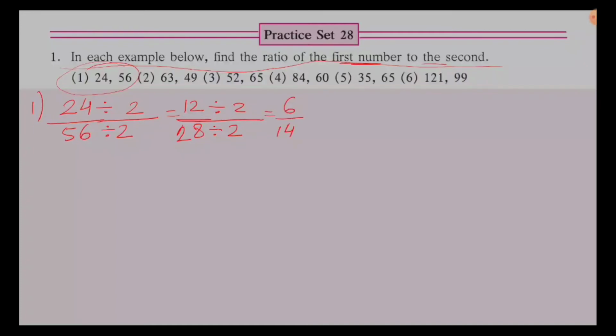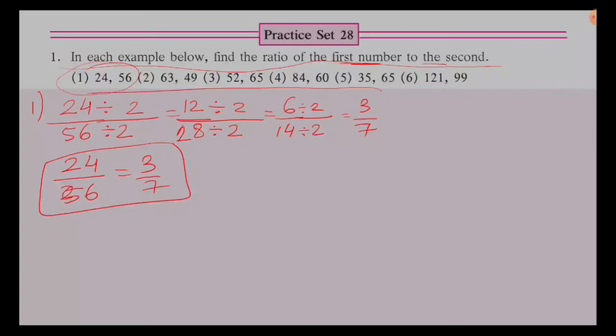Now you can again see that 6 and 14 are both divisible by 2, so you divide by 2 again: 3 upon 7. Now you can see that 3 and 7 do not come in any common table, that is, 3 and 7 do not have any common factor. Therefore, you can write 24 upon 56 as 3 upon 7. This will be your answer. This is your rough work, students. You don't have to show it in your examination, but you should know what the LCM of these two numbers is.